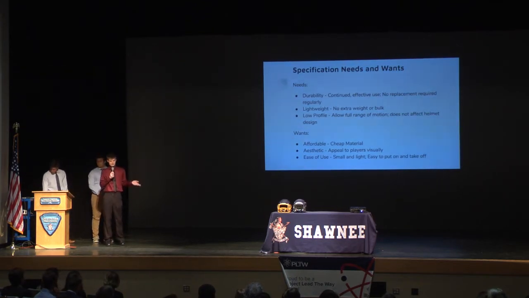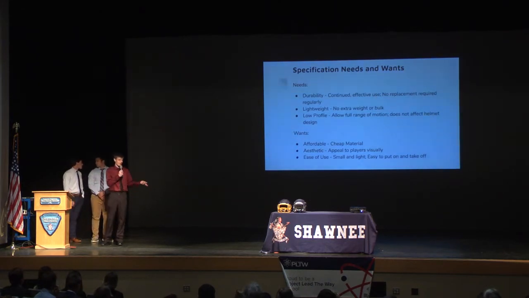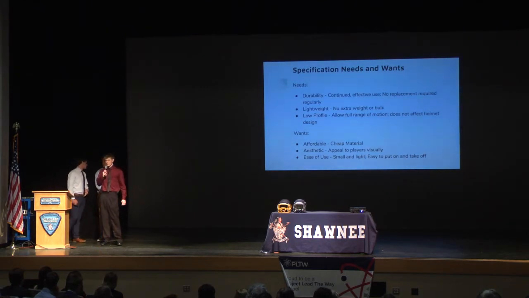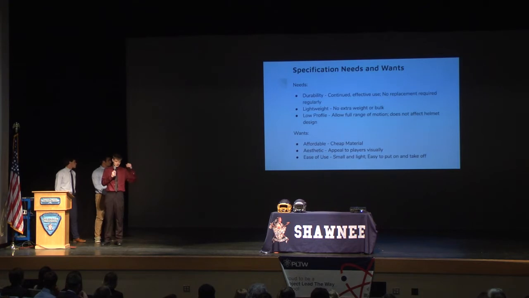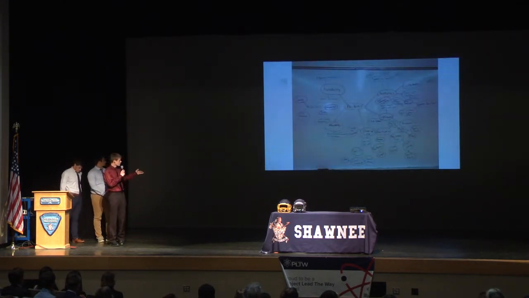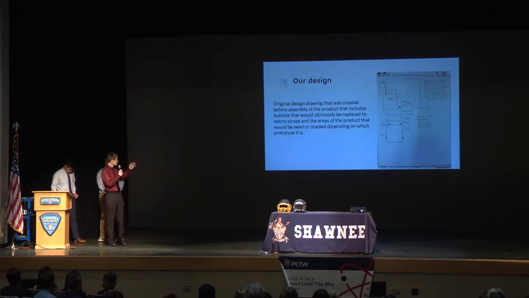Obviously, since this is such a major issue, it has to be an affordable option for schools, universities, and the NFL to purchase. We wanted it to be aesthetically pleasing because we didn't want it to interfere with the designs on the football helmets, or we wanted people to be able to design their own things to put on it. And for ease of use, we wanted it to be small and light, and easy to put on and take off, as it has to be for players to be able to function in the game. And so here we have a diagram of all our wants and needs, and it's going very specifically into what we decided to go for to meet these wants and needs. And so this is our sketch that our group decided upon.